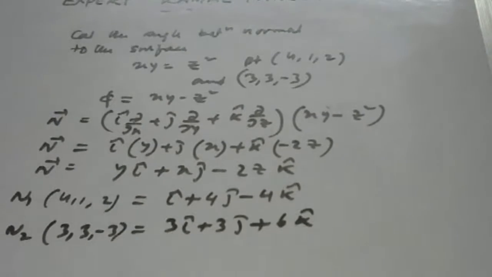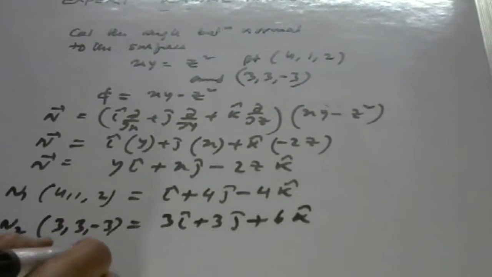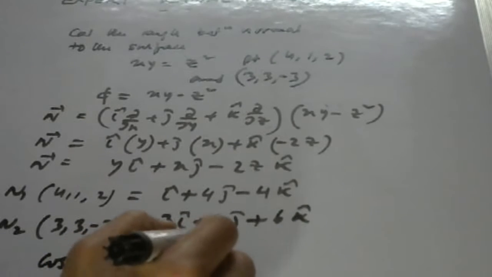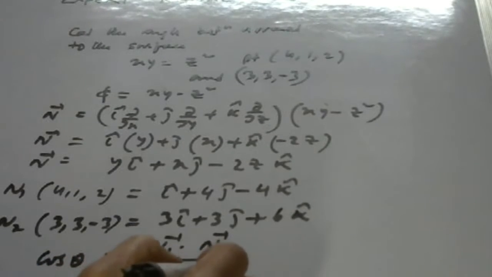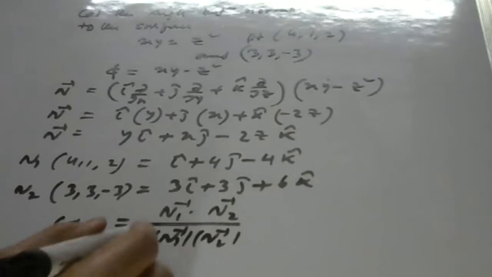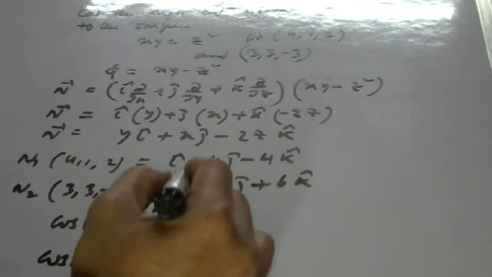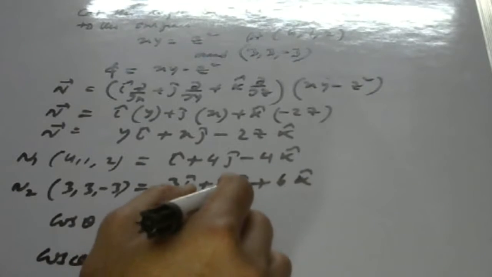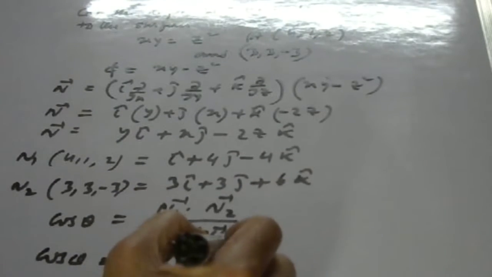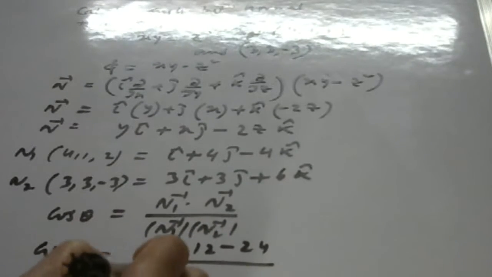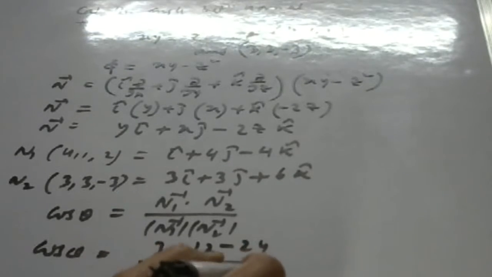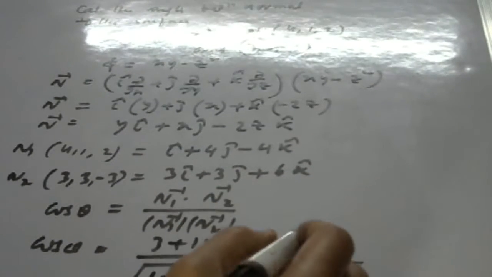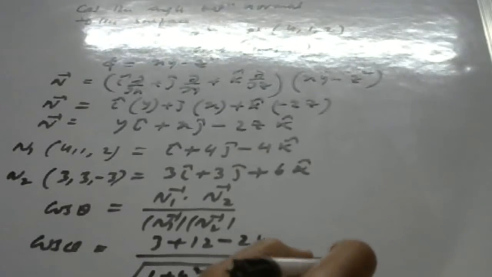Now for the angle between the vectors we have a formula: cos theta is equal to n1 dot n2, the dot product between the two normals, divided by the magnitude of n1 and the magnitude of n2. From here we can calculate the value of cos theta. Cos theta equals the dot product of n1 and n2, which is 3 plus 12 minus 24, divided by the magnitude of n1, which is 1 square plus 4 square plus 4 square, and the other term 3 square plus 3 square plus 6 square.